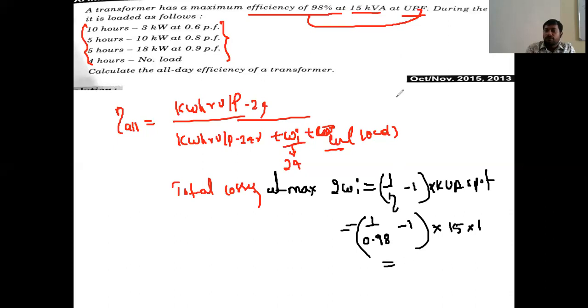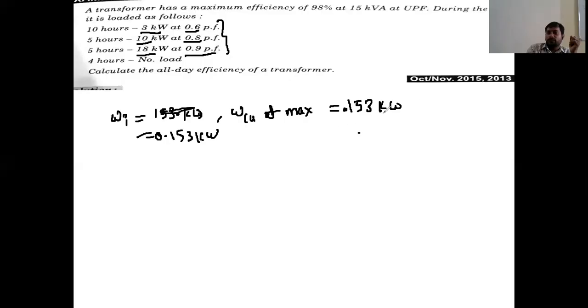If we solve this, we get the iron losses as 0.153 kilowatts. And the copper losses at 15 kVA are also 0.153 kilowatts. So maximum efficiency takes place at 15 kVA, but we don't know the full load kVA.